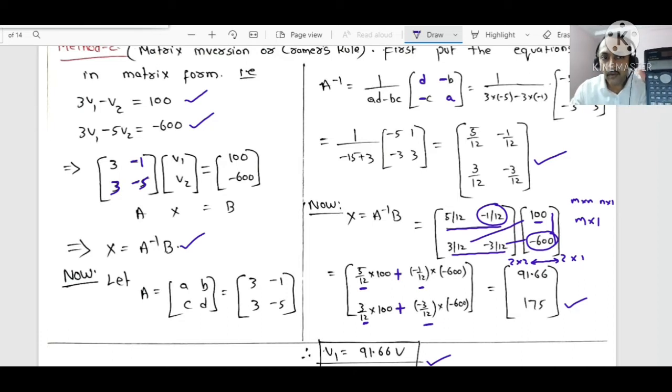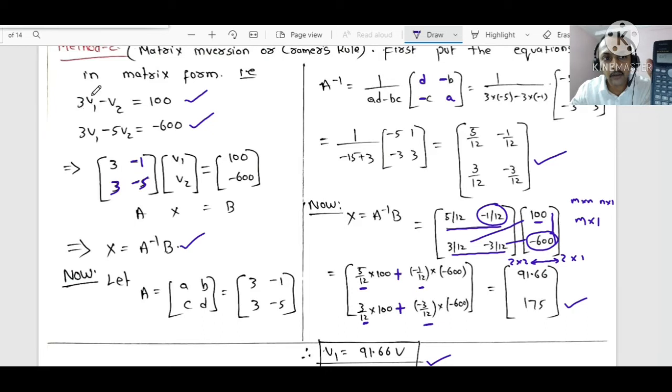It will ask for A1 value. A1 means in this context the coefficient of V1. What is the coefficient of V1? 3. Next it is asking for B1. A1, B1. B1 means the coefficient of V2. What is the coefficient of V2? -1. Now it is asking for C1.